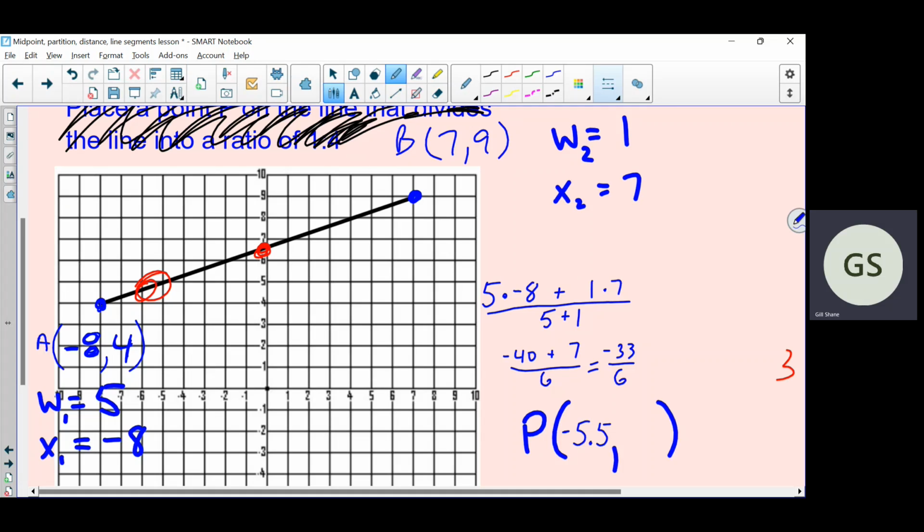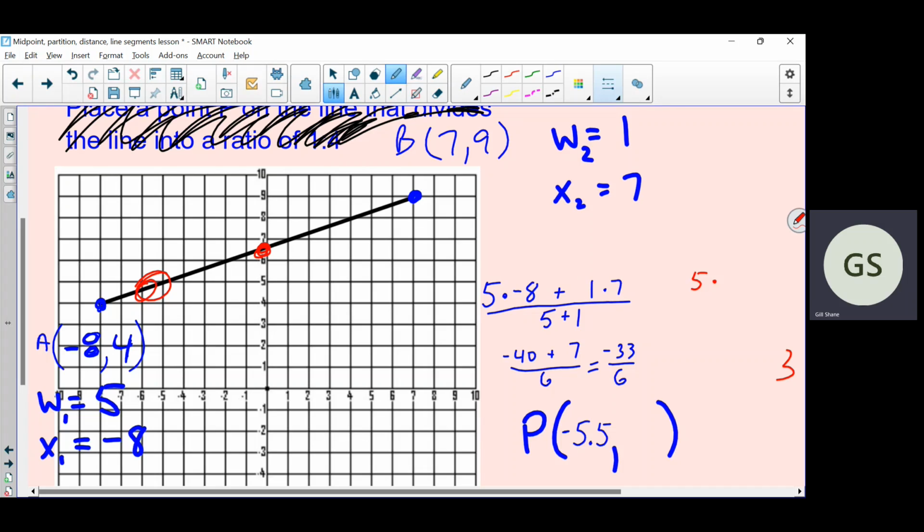So now to get the y value, we do the exact same thing. The weight doesn't change. The weight of the point is still the same. We just need to use the y values that are in A and in B. So I'm going to do that one in red, even though I can't find my red pen. So the weight is going to be 5. So I write 5 again.